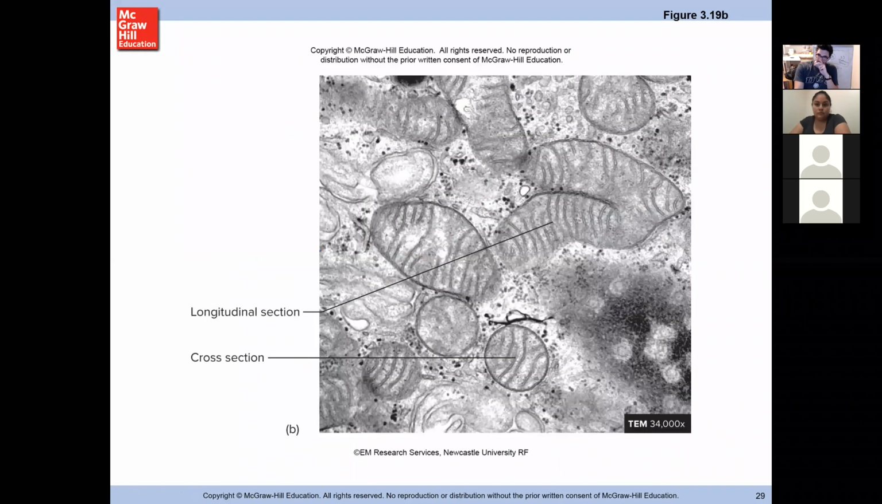Okay. So we can see through a transmission electron micrograph here that the insides of our mitochondria have folded membranes. So these, again, serve the purpose of increasing surface area to volume so that we can make sure that we're maximizing the amount of energy that our mitochondria are producing relative to the amount of space that they take up.